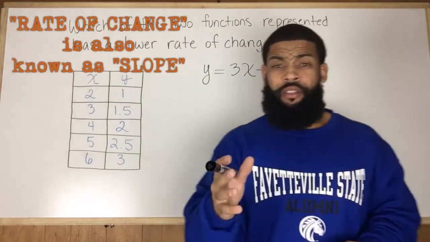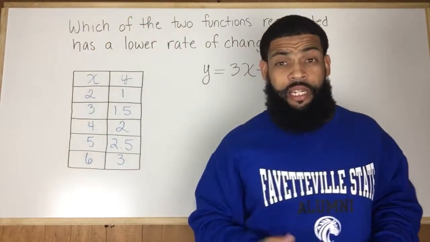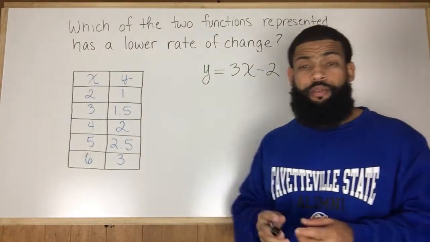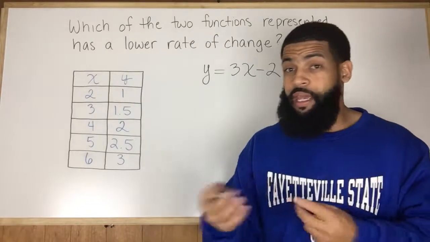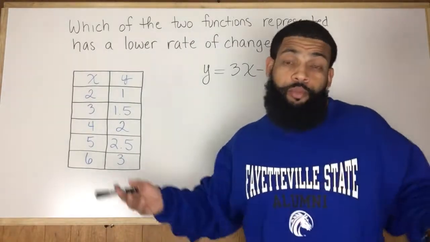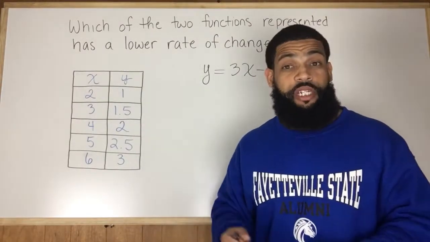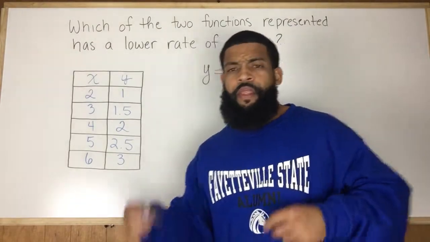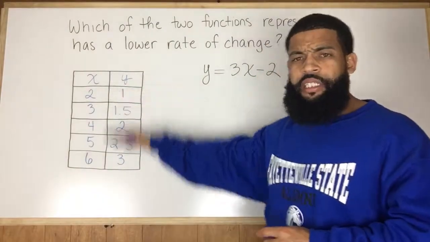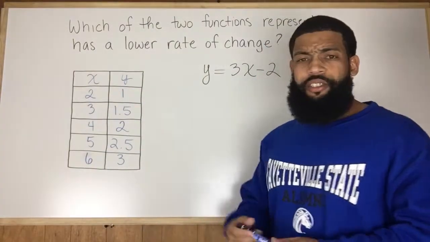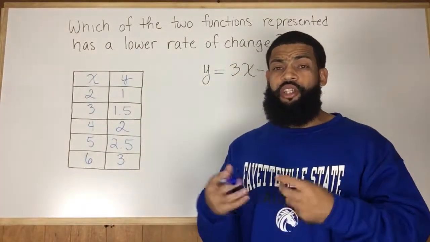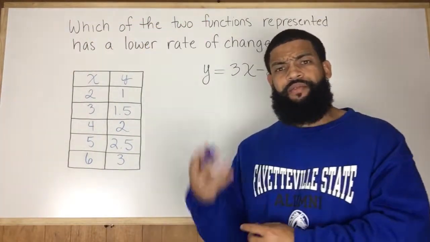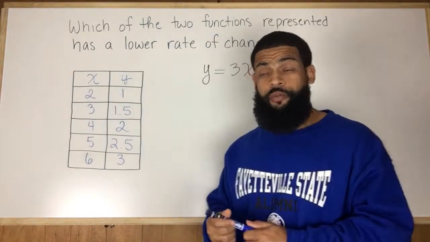In order to answer that, we need to find out what the rate of change is for both of these functions. Since they're represented two different ways, we may have to use two different methods to figure out what that rate of change is. So let's get right into it. The first one is the table of values. You can use the slope formula, but you don't necessarily have to. Just for the sake of knowing that information, I'm going to use the slope formula.